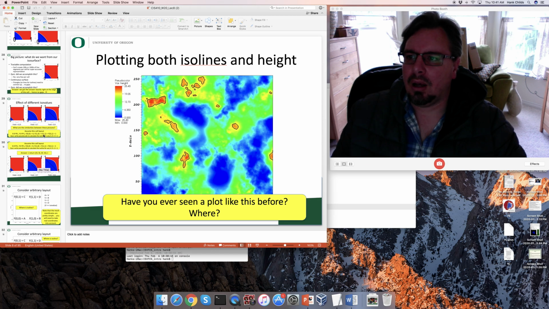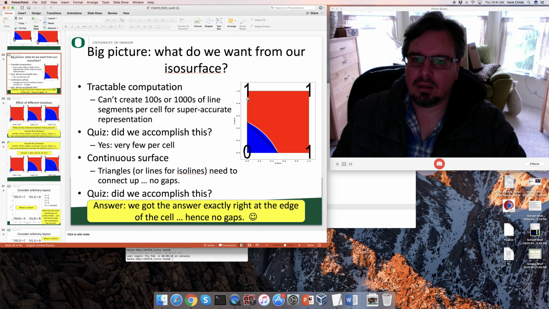And so we ended up saying that for quadrilateral, we were just going to use a line segment to calculate the isoline, a single line segment, and the endpoints of the line segment would be on the edges of the cell, and that we could calculate this endpoint exactly.